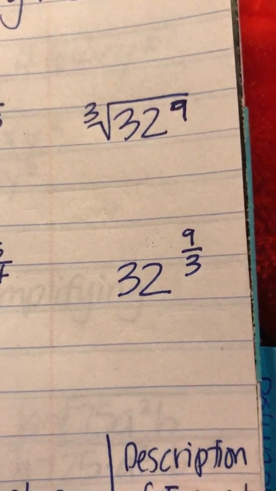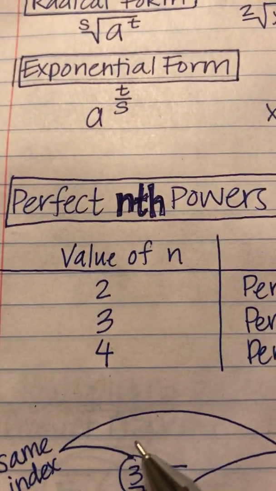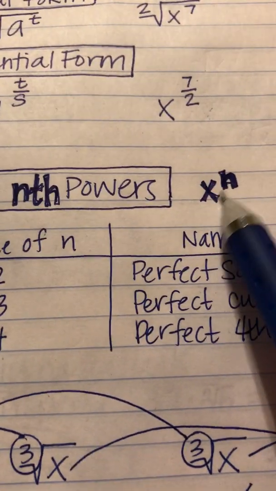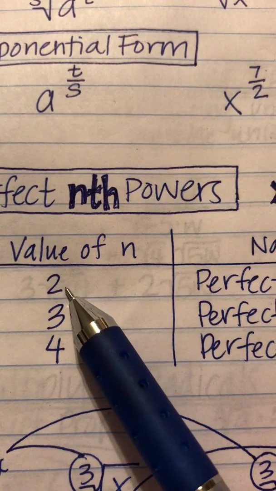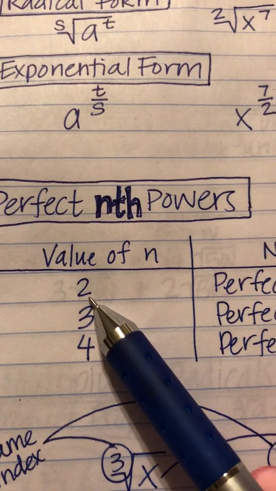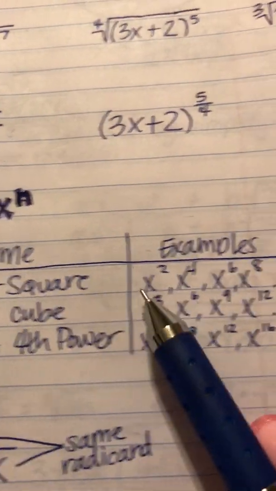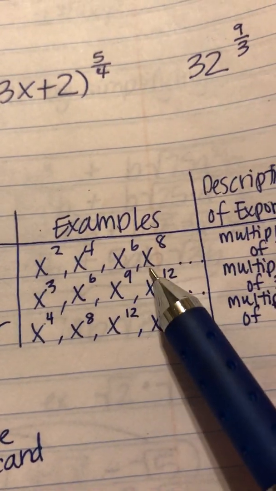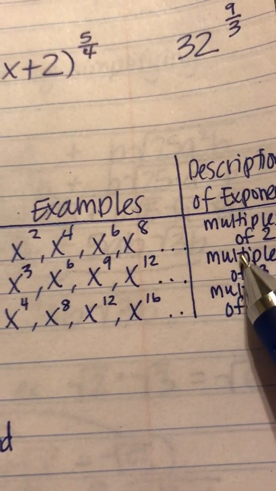Okay. Now, additionally, when we're looking at the powers of exponents, there are perfect nth powers, okay? N being whatever our exponent is. So if our exponent is 2, then we have a perfect square, okay? Now, any perfect squares could be x squared, x to the 4th, x to the 6th, x to the 8th. They're all multiples of 2 when we're looking at perfect squares.